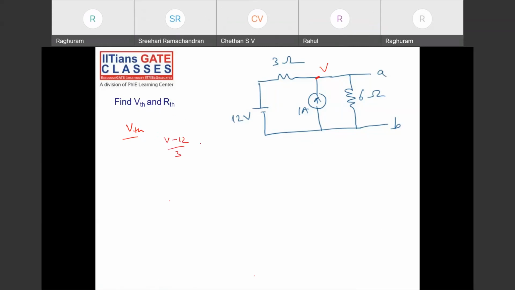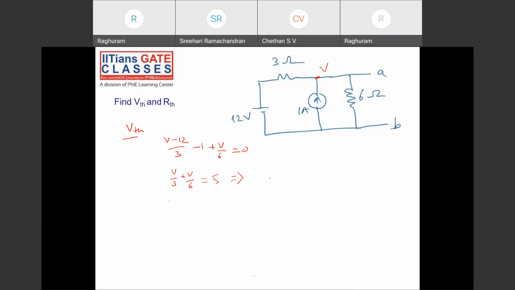(V minus 12) by 3 minus 1 plus V by 6 is 0. V by 3 plus V by 6 is equal to 12 by 3, which is 4, plus 1, 5. So that implies (2 plus 1) V by 6 is 5, V is 10 volts. Right? VThevenin is 10 volts. Okay.